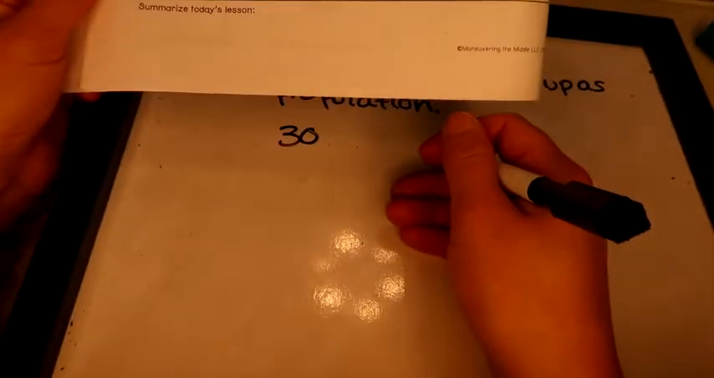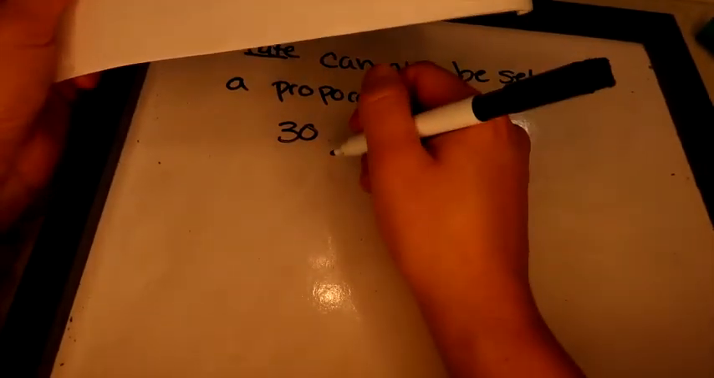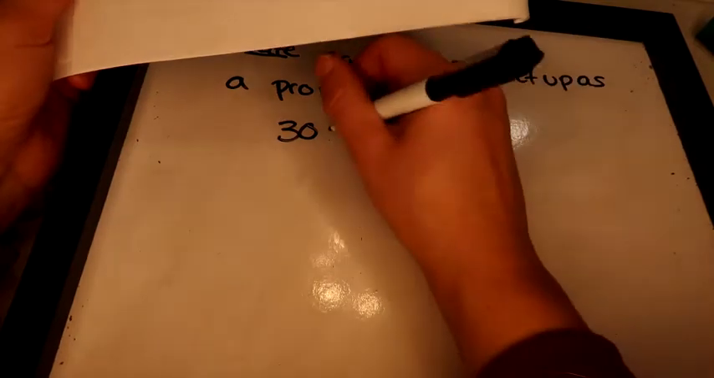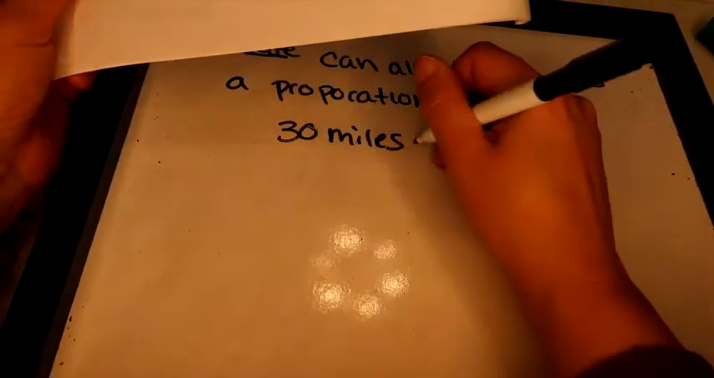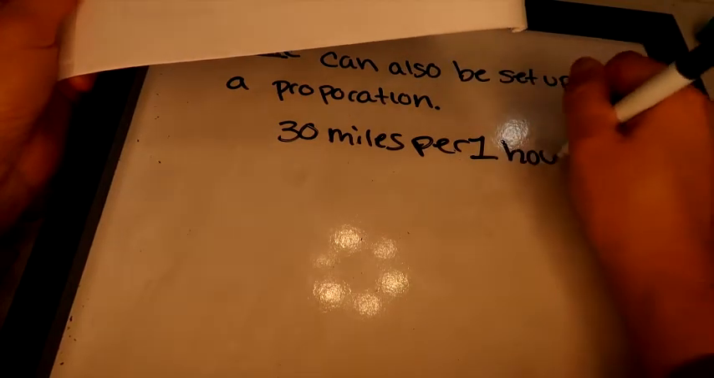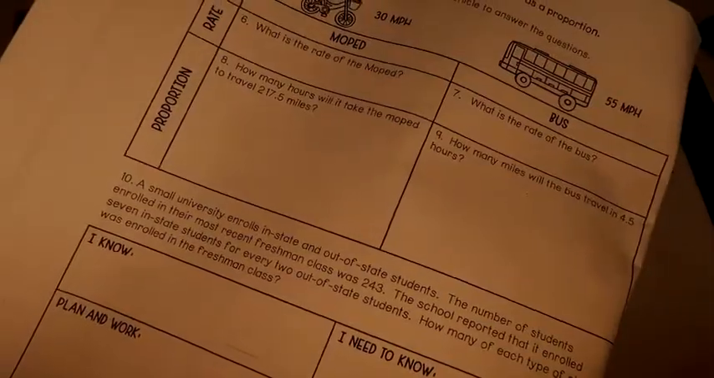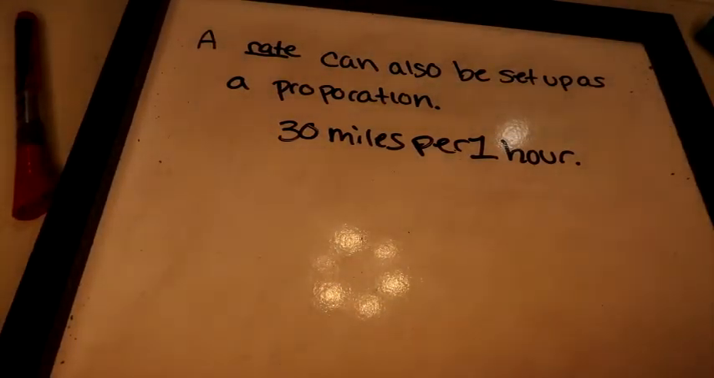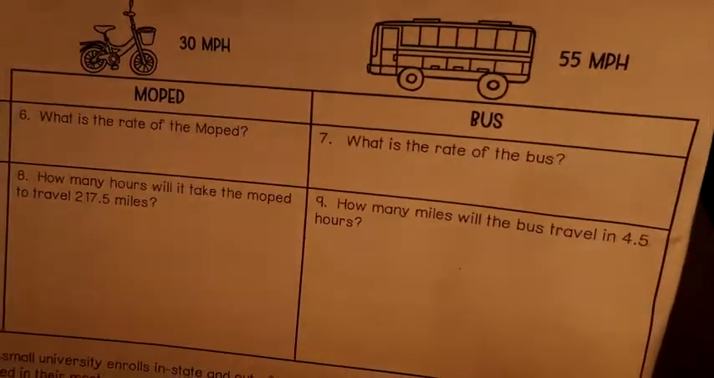The question, what is the rate of the moped? Guys, this is really simple. It's 30 miles per 1 hour. That is it. What is the rate? It's only going to go 30 miles for every 1 stinking hour. 30 miles per 1 hour. Let's look at number 7. What is the rate of the bus?